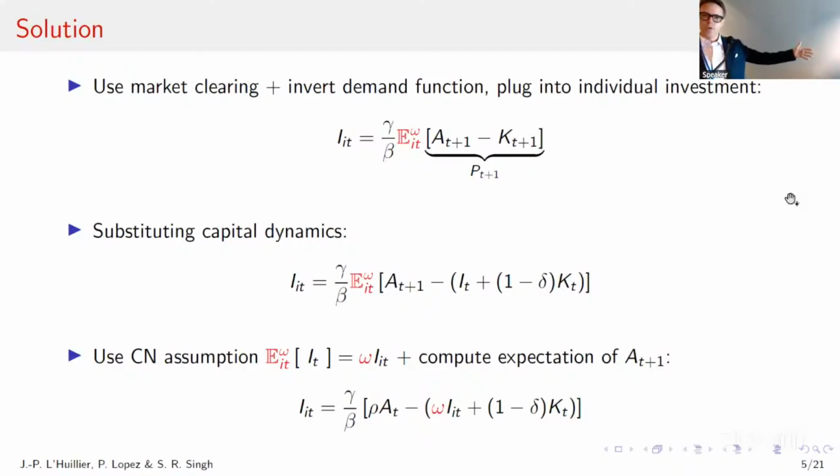And now is the moment where we use the competition neglect assumption. So basically, to compute that expectation, what's going to be distorted is the expectation of investment tomorrow, which is going to be equal to omega times I_t. Remember, omega is strictly smaller than 1 when there is competition neglect. So this is the piece that gets distorted.